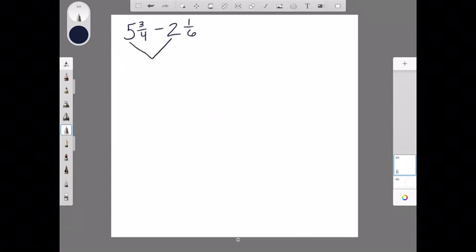So we're first going to subtract the whole numbers, and that equals 3. So same step as when we were adding, except this time we're subtracting. And next we're going to subtract the fractions. So we're going to line those up, 3/4 minus 1/6. They do not have the same denominator, so we need to set them up for equivalent fractions.